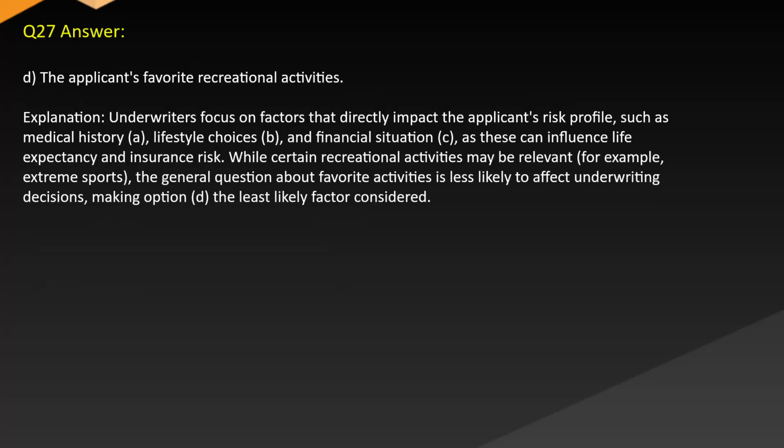Answer: D. The applicant's favorite recreational activities. Explanation: underwriters focus on factors that directly impact the applicant's risk profile, such as medical history, A. Lifestyle choices, B. And financial situation, C. As these can influence life expectancy and insurance risk. While certain recreational activities may be relevant, for example extreme sports, the general question about favorite activities is less likely to affect underwriting decisions. Making option D the least likely factor considered.